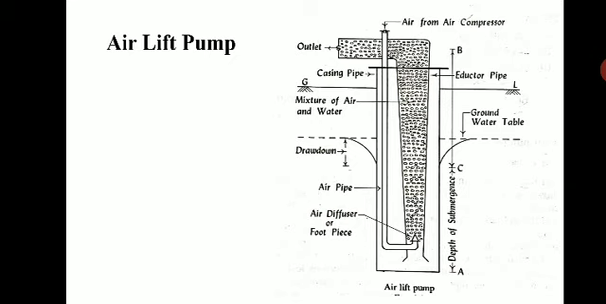Then, pumping from a number of wells can be done by installing a common compressor unit. So you can use a common air compressor for multiple wells. Then the yield of the well with this type of pump is increased by using more compressed air. If you use more compressed air, you can get more yield.